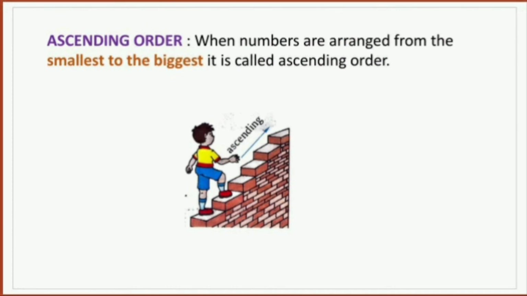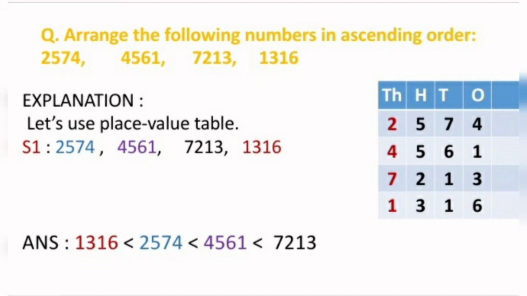What is ascending order? When the numbers are arranged from the smallest to the biggest, we say that they are arranged in ascending order. So now we are going to see this type of questions. See the first question given here. You have to arrange the numbers in ascending order: 2474, 4561, 7213, and 1316.